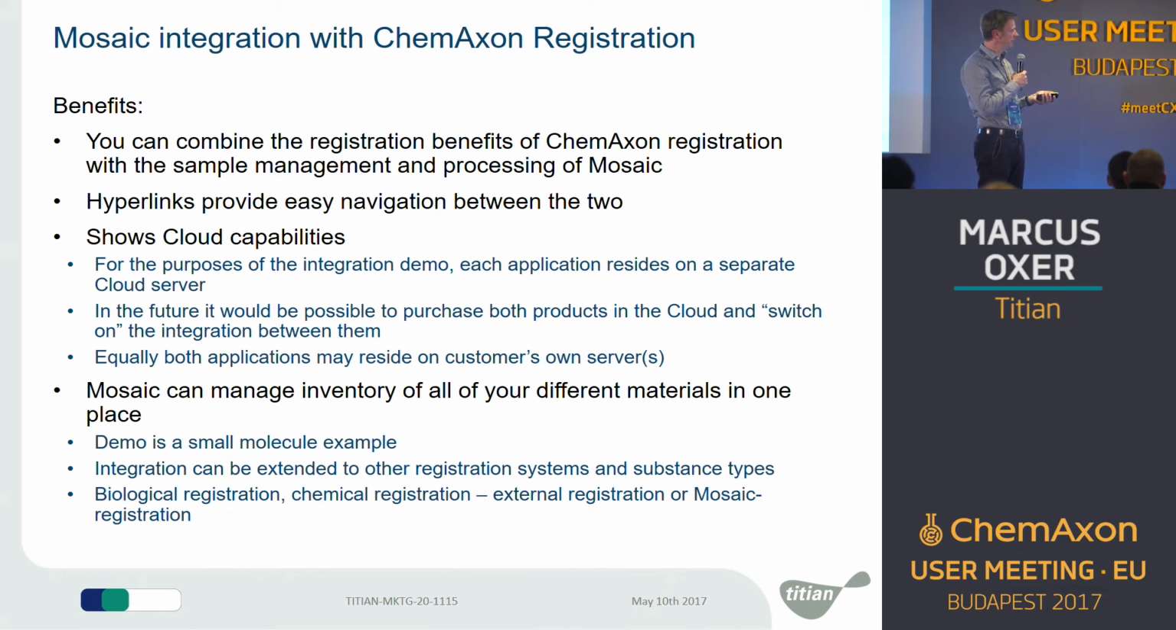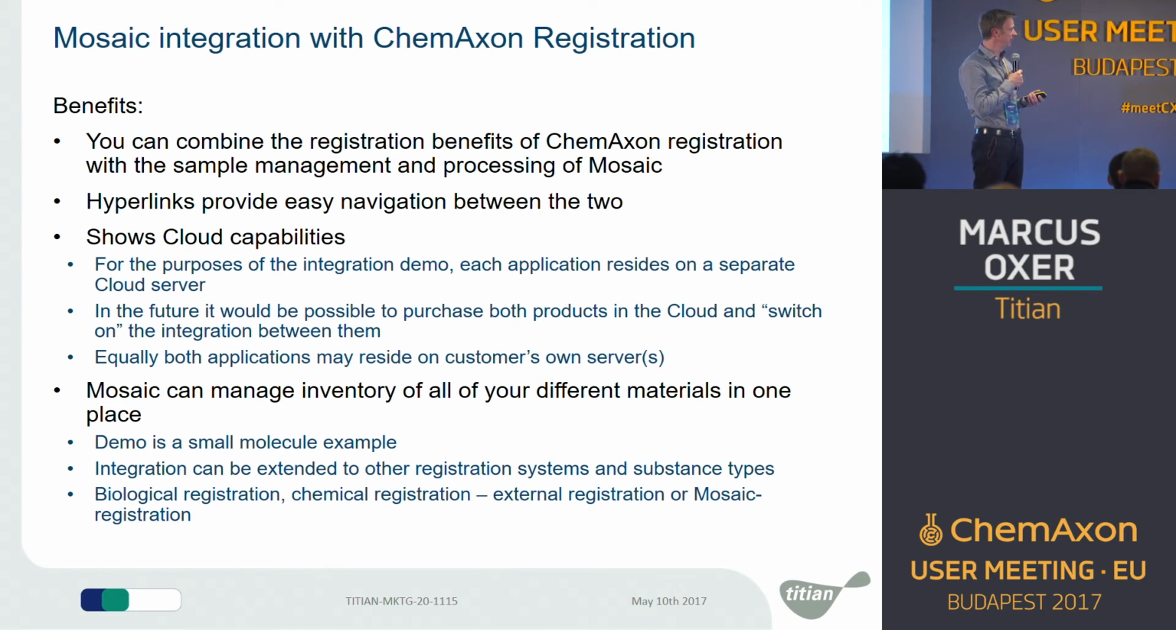Also shows the future. We've talked about cloud quite a lot today. For the purpose of that demo, both ChemAxon Reg and Mosaic were in the cloud. And so in the future, it'd be possible to purchase both products, for example, in the Synergy platform and just sort of switch on the integration between them. But equally, they can reside on customers' own on-premise servers.